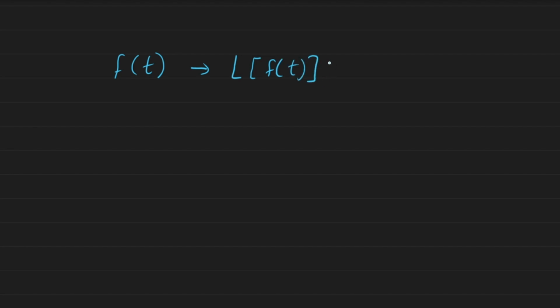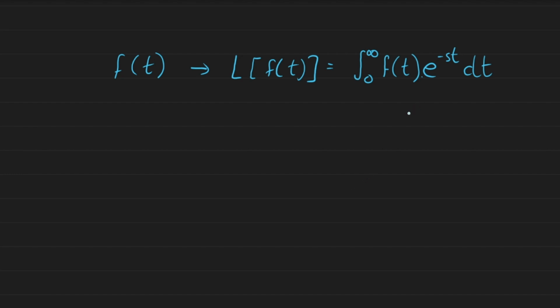And what is it equal to? We take our function of t, multiply it by an exponential function, e to the minus st, and then integrate it from 0 to infinity with the integration variable being t. So that's what a Laplace transform is.